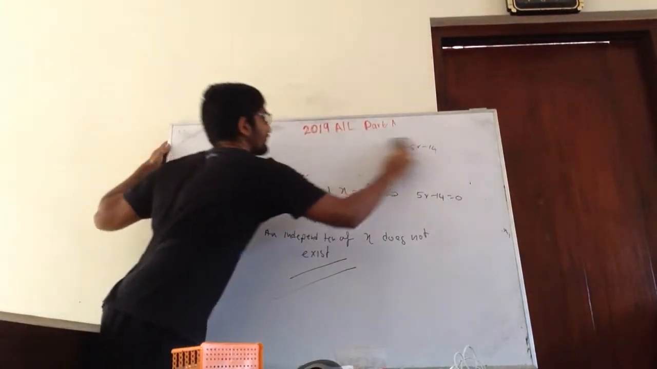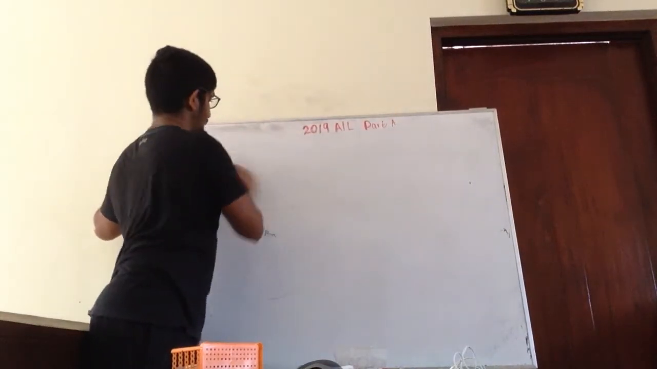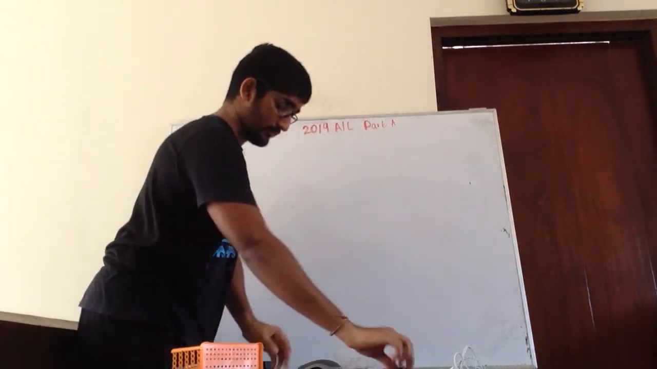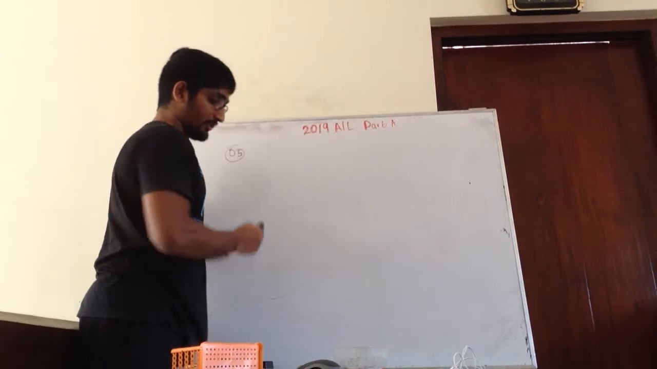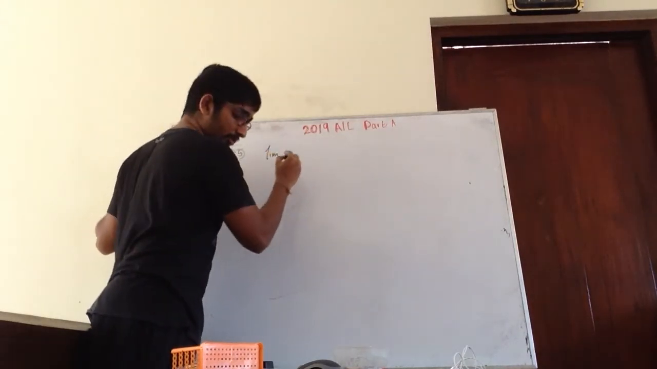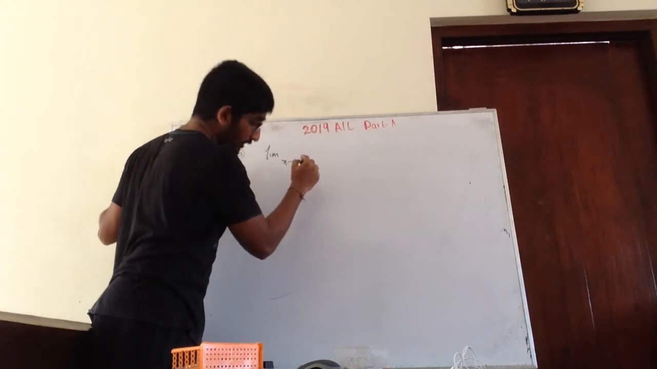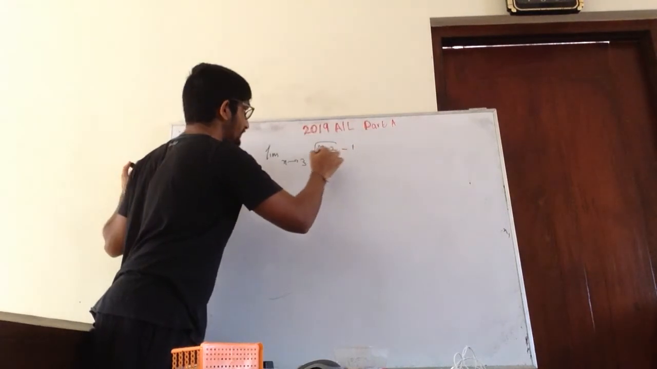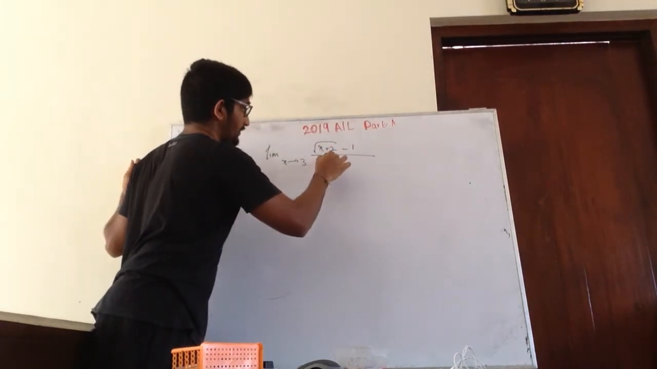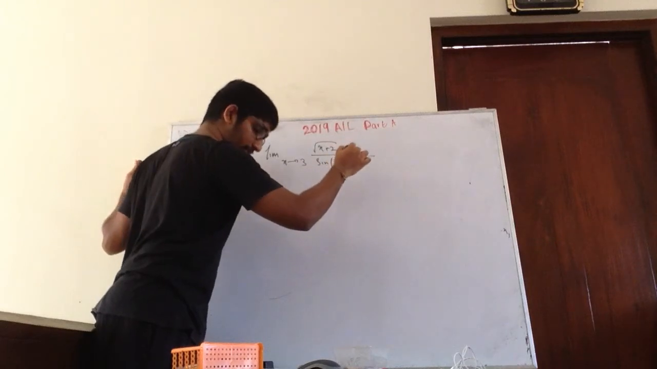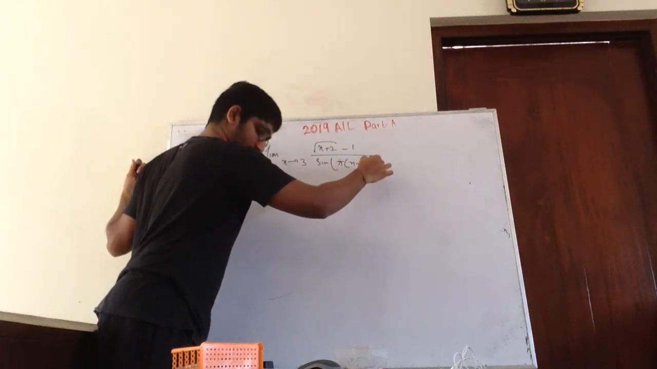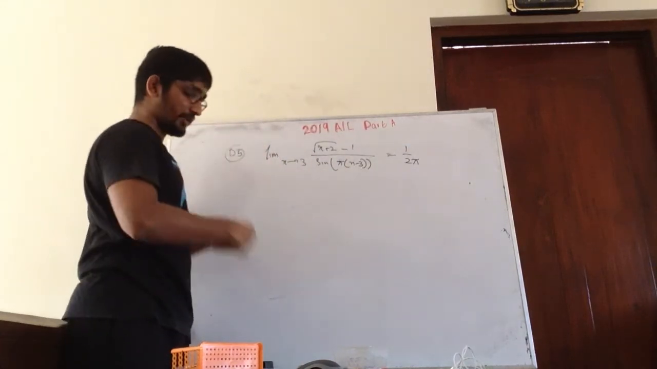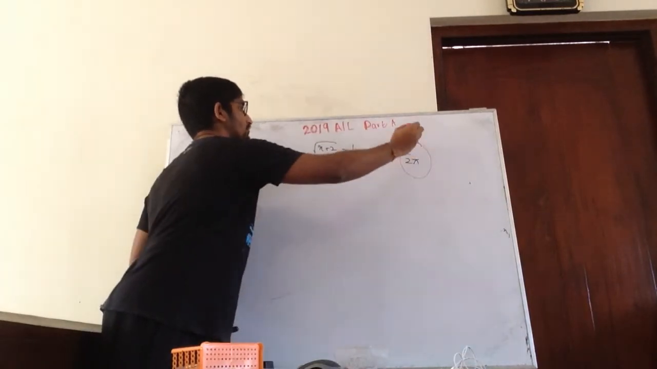Right, question number 5. Question number 5 is a limits question. It says limit x goes to 3 of square root of x plus 2 minus 1 over sine of 5 x minus 3. We need to show that this is 1 over 25. This is what we need to show.